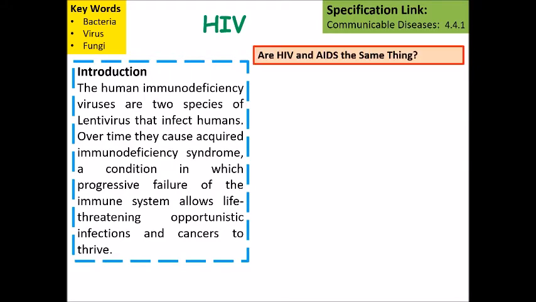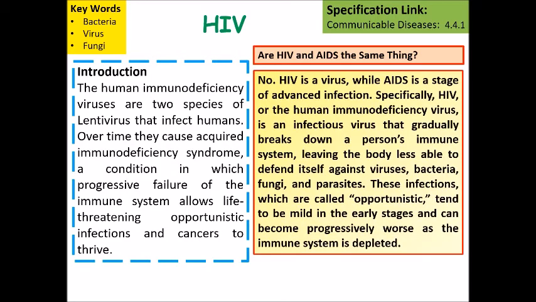So, are HIV and AIDS the same thing? The answer is no. HIV is a virus, while AIDS is a stage of advanced infection. Specifically, HIV, or human immunodeficiency virus, is an infectious virus that gradually breaks down a person's immune system, leaving the body less able to defend itself against other viruses, bacteria, fungi, and parasites. These infections, which are often called opportunistic, tend to be mild in early stages and can become progressively worse as the immune system is depleted.